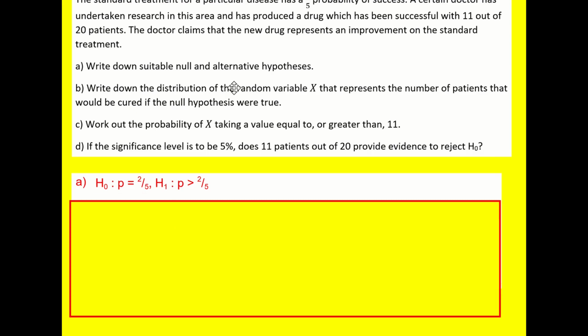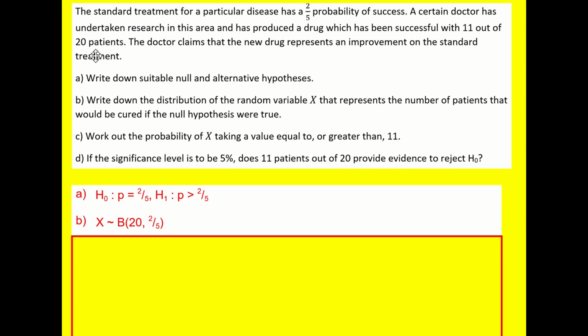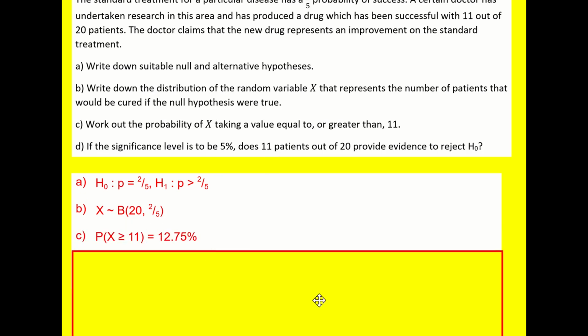Then to write down the distribution of the random variable X, they've already told us what that is, this test statistic: the number of patients that would be cured if the null hypothesis were true. That's going to follow a binomial distribution with our 20 trials, because you can see that's how many they've done, and then the probability of success follows our null hypothesis, 2 over 5. If we then want to work out the probability of X taking a value equal to or greater than 11, it's guiding us through here. That's what we need to do to work out whether this is statistically significant, that we managed to get 11 out of 20 successes. So we can work that out, and it turns out to be 12.75%.